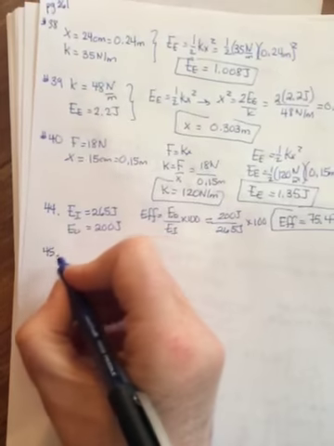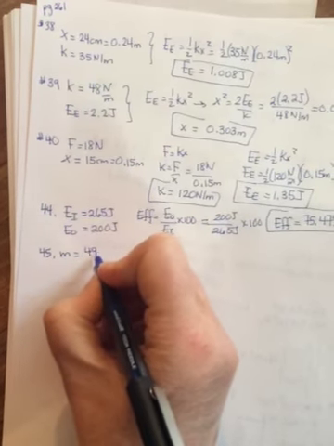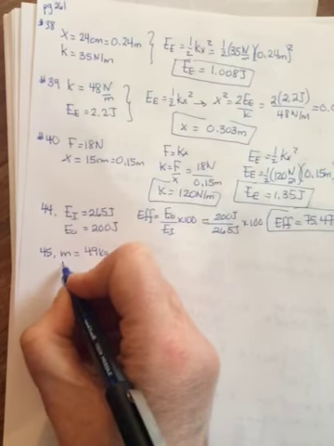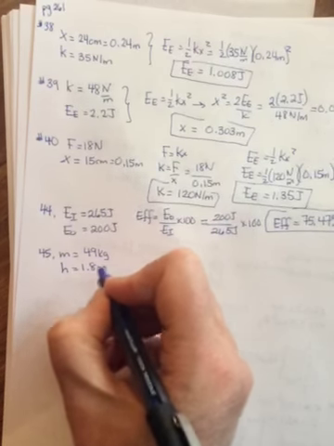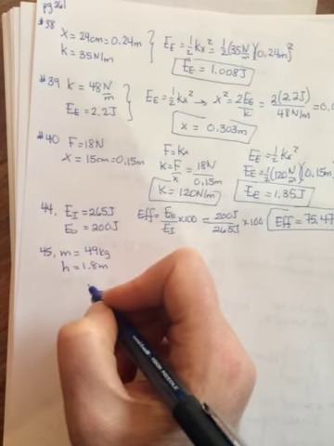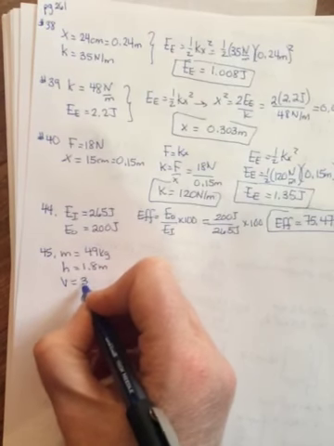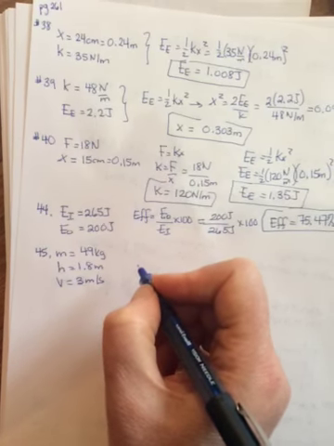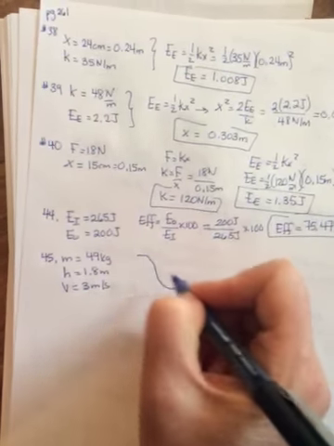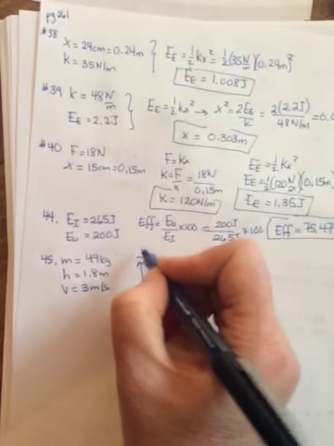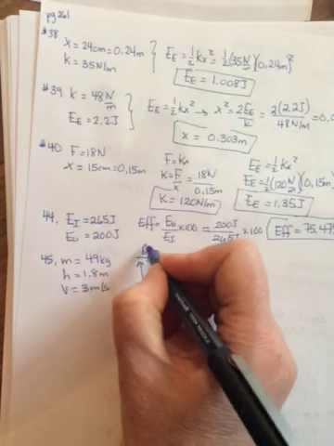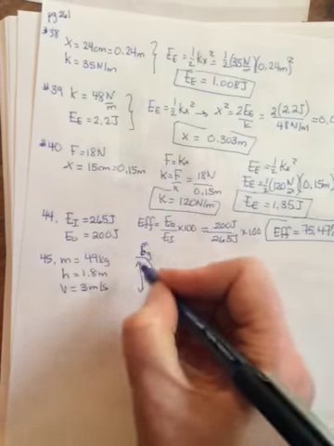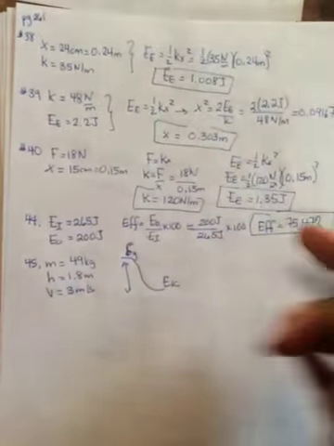All right, number 45. A 49-kilogram child sits on the top of a slide that is located 1.8 meters above the ground. After her descent, the child reaches a speed of 3 meters per second at the bottom. Calculate how efficiently the potential energy is converted to kinetic. So the energy in is her gravitational potential energy at the top. And the energy out is her kinetic energy at the bottom. And anything lost in between will be due to friction.